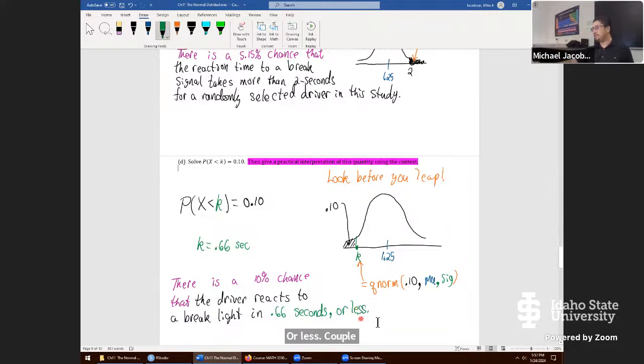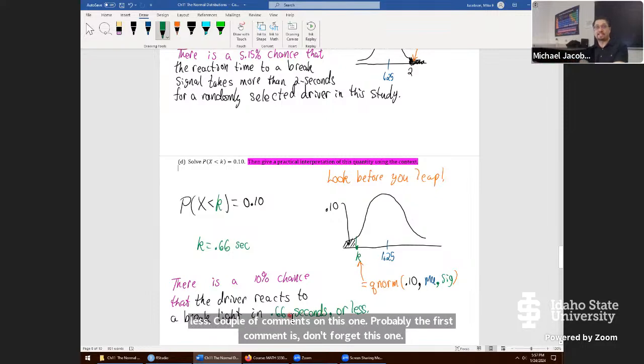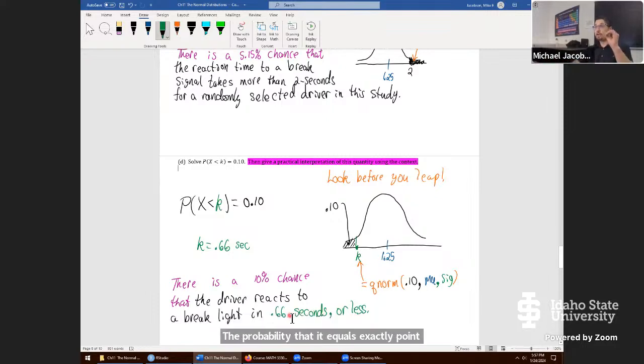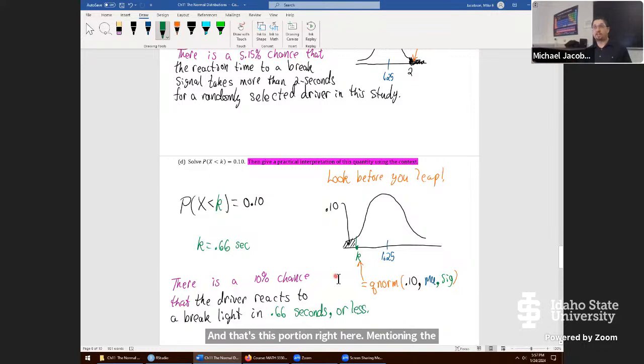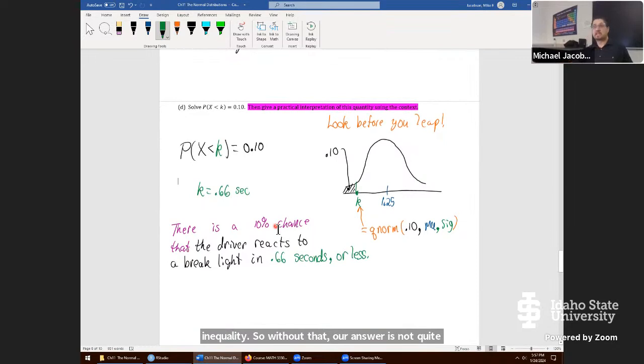A couple comments on this one. Probably the first comment is, don't forget this one. The probability that it equals exactly 0.66 seconds is 0. We have to have a range on that, and that's this portion right here, mentioning the inequality. So without that, our answer is not quite correct. But there's even more about this. It's a little bit off. If you're curious, let's delve into it a little bit further.